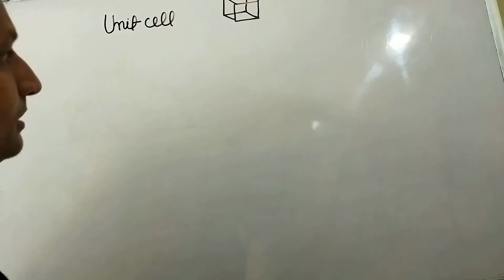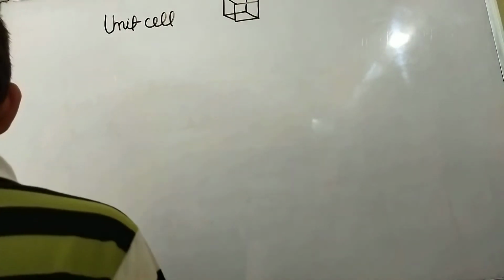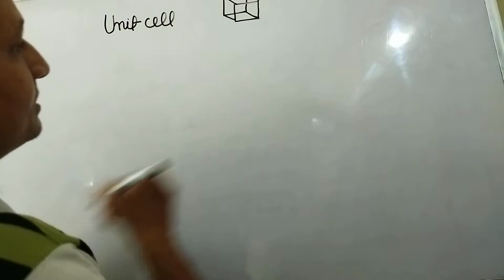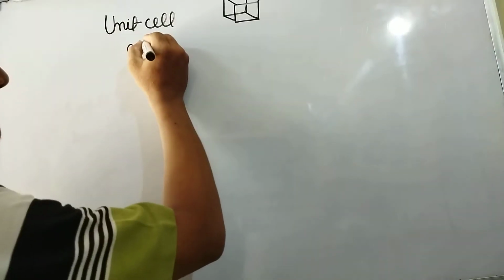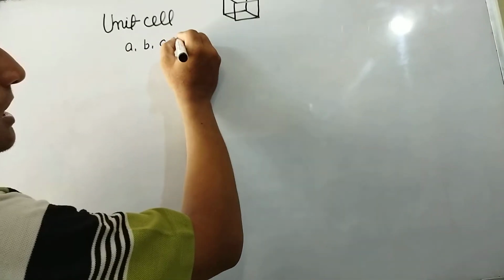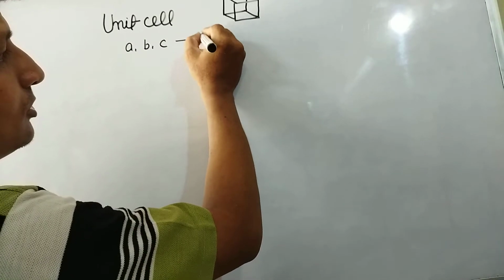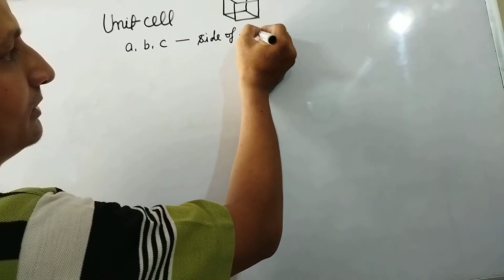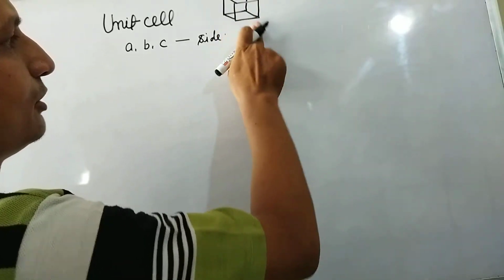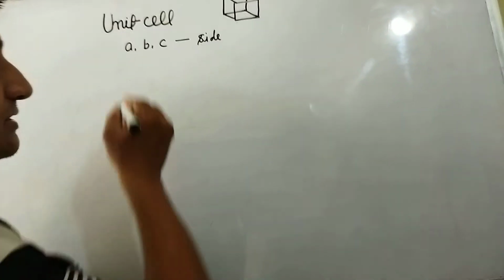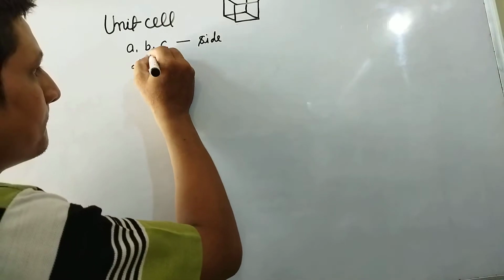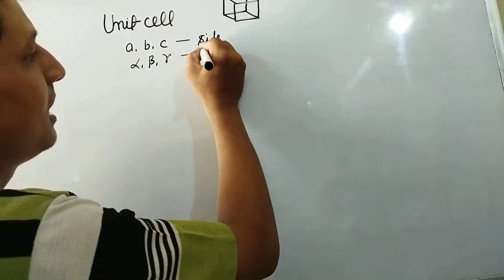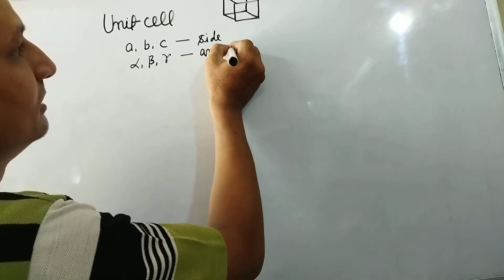Now, the length of a unit cell. A, B, C are the lengths, or we can say the sides, of the unit cell. Alpha, beta, gamma are the angles of the unit cell.